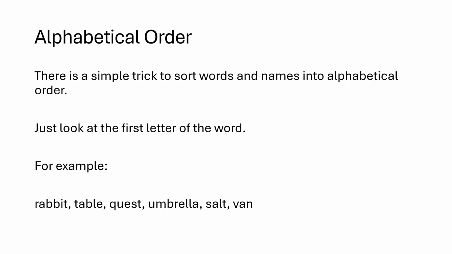There is a simple trick to sort words and names into alphabetical order. Just look at the first letter of the word. For example, rabbit, table, quest, umbrella, salt, van.